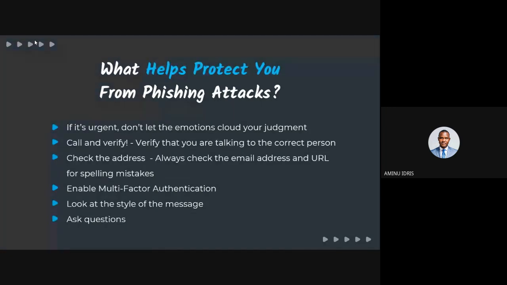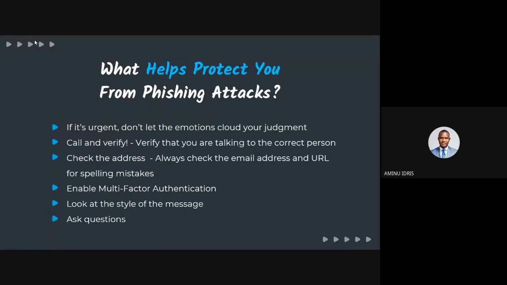Look at and analyze the style of the emails you receive. Don't just act because you received an email. Analyze the style of the email. Think before you click. Think before you click. And lastly, you ask questions. Yes, it's very, very important.